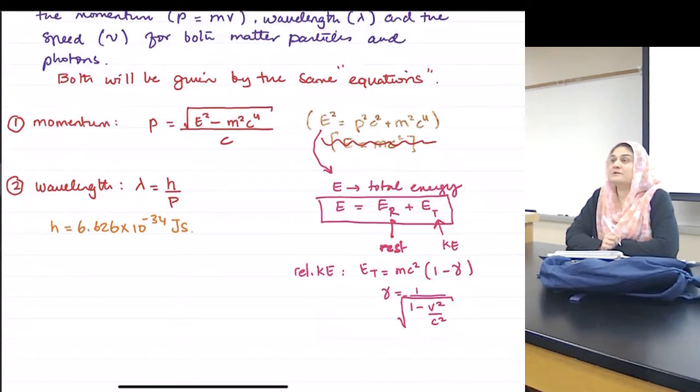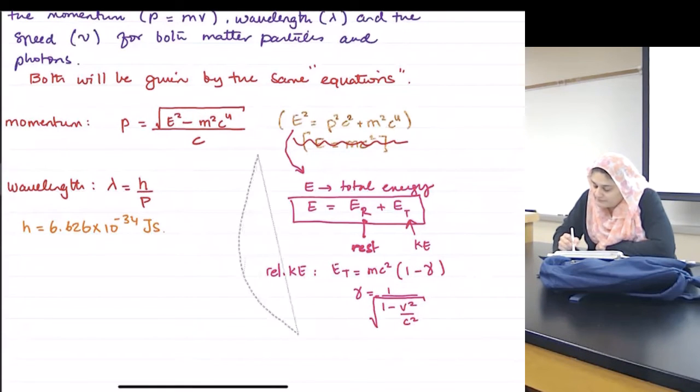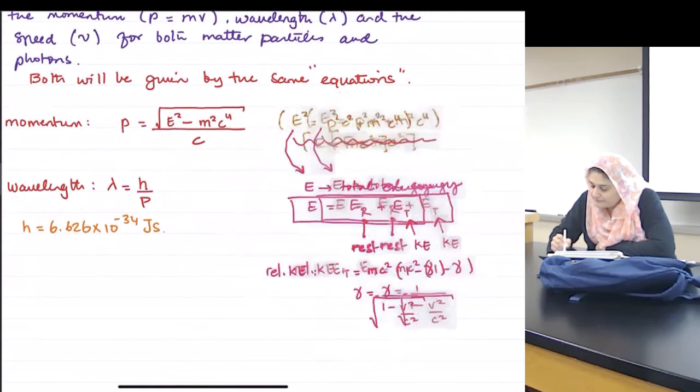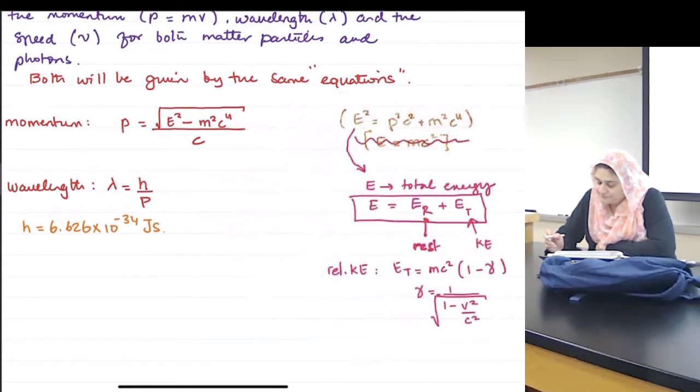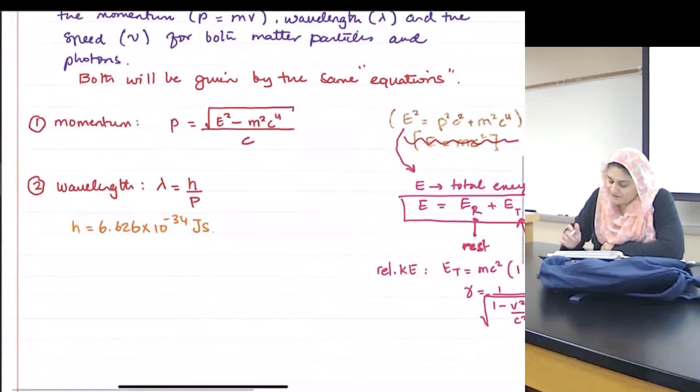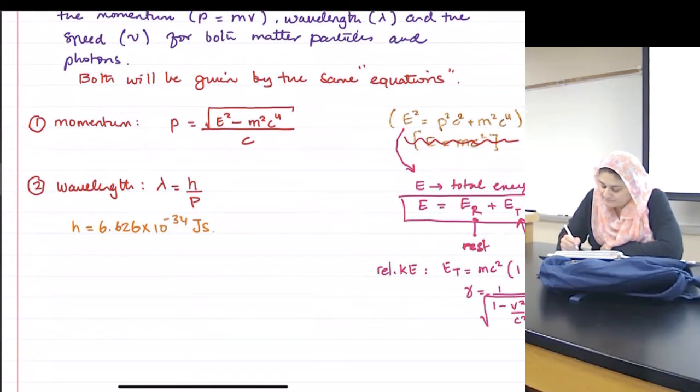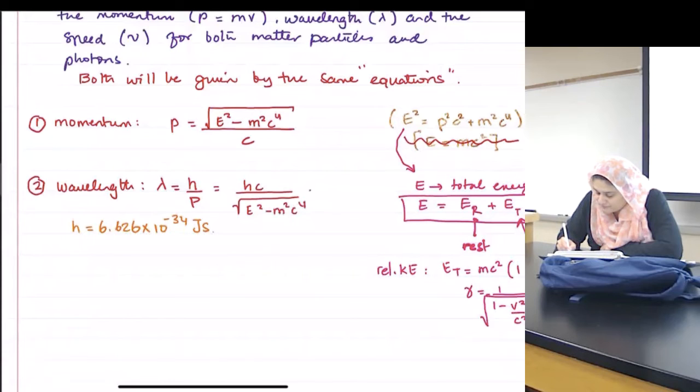Whereas joules is the unit of energy. And momentum, this is not the classical momentum, but this is the quantum mechanical momentum. So this will become equal to hc over the square root of E squared minus m squared c^4, by plugging this value in here.